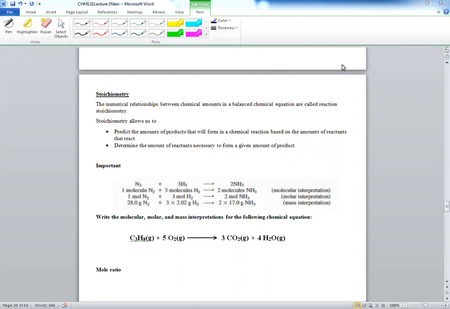So what does this word stoichiometry mean? Stoichiometry is the numerical relationship between chemical amounts in a balanced chemical equation. So that's the numerical relationship. What it does is that it helps us predict the amount of products that will form in a chemical reaction based on how much reactants you use, and then determine how much of the reactants you need to form a given amount of product.